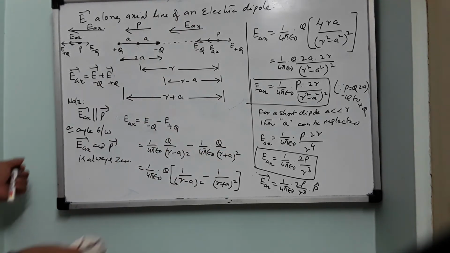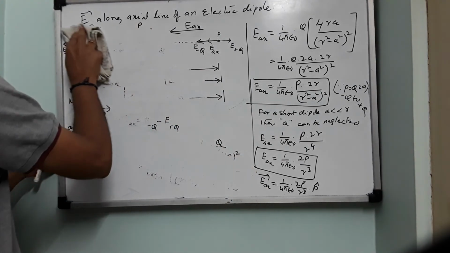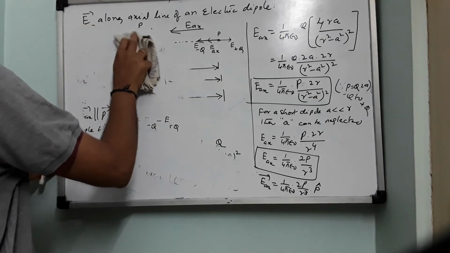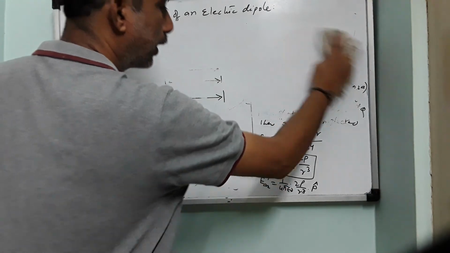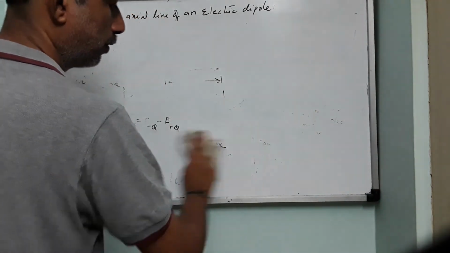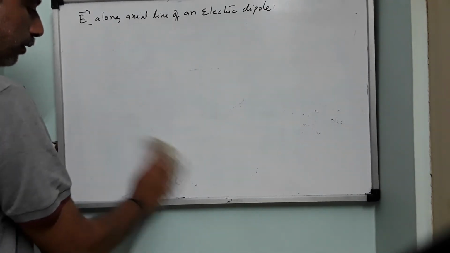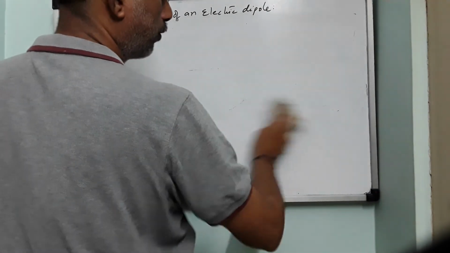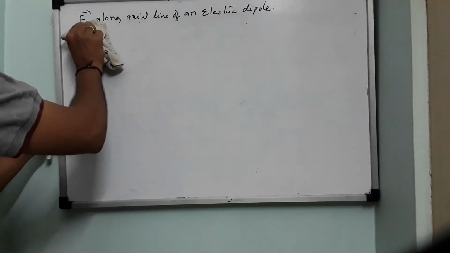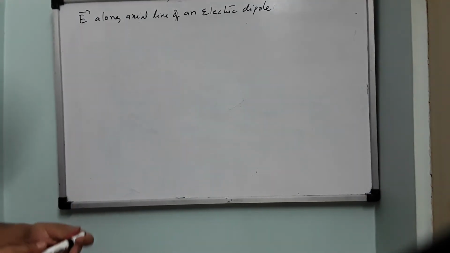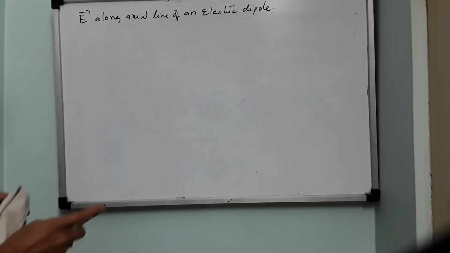Now we will move ahead for the next derivation, that is electric field along the equatorial line of an electric dipole. Electric field along the equatorial line of electric dipole. So these are one of the favorite questions for the examiner. In order to make the question paper easy, either axial field or equatorial field will be asked.